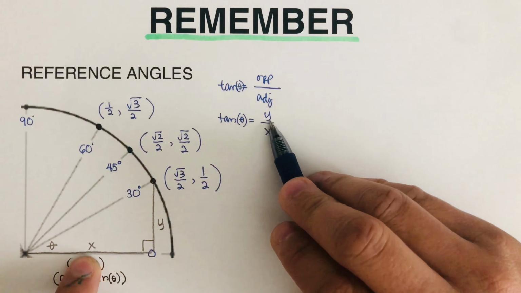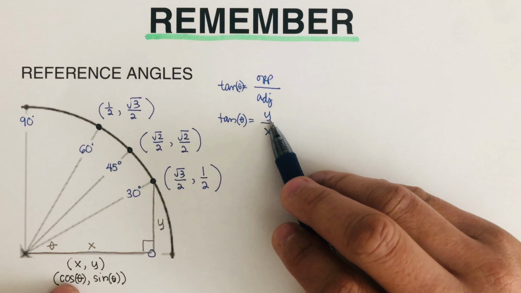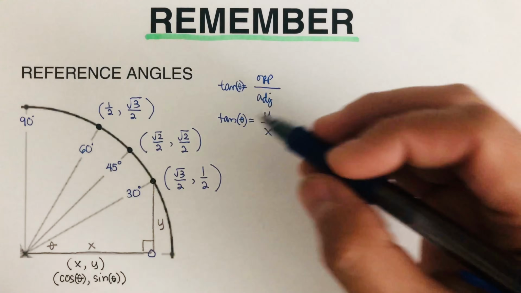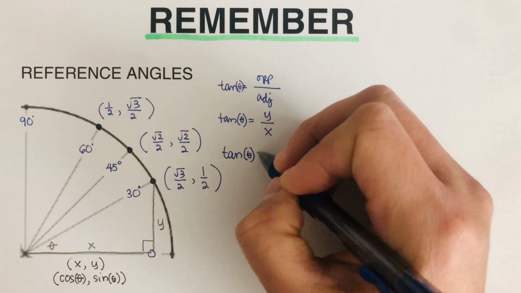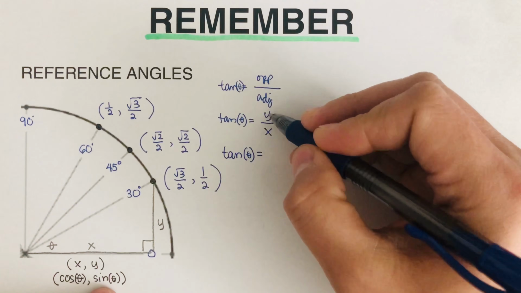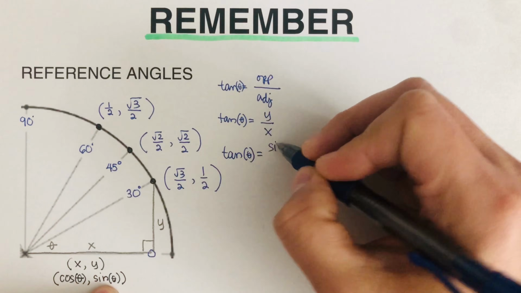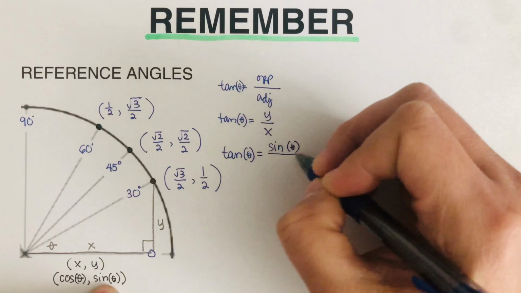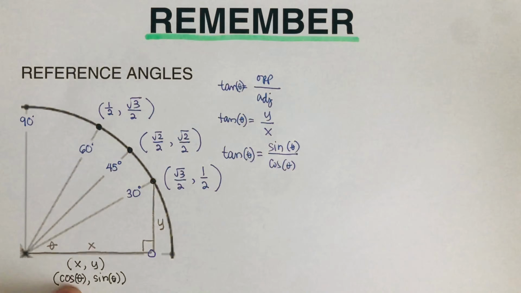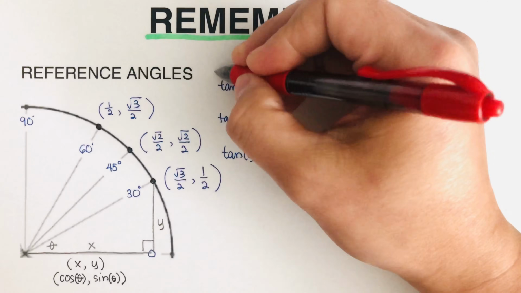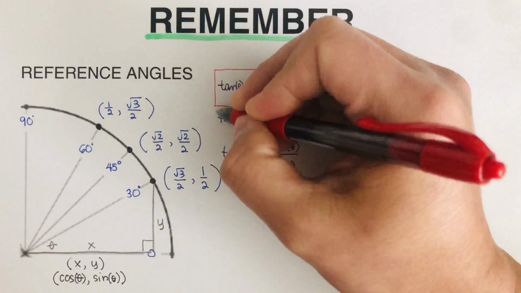Now, we also mentioned that the x represents the cosine of the angle and the y represents the sine of the angle, so we can write tangent theta as also equal to y, which is sine theta, over cosine of theta. So these are the three equations for tangent.